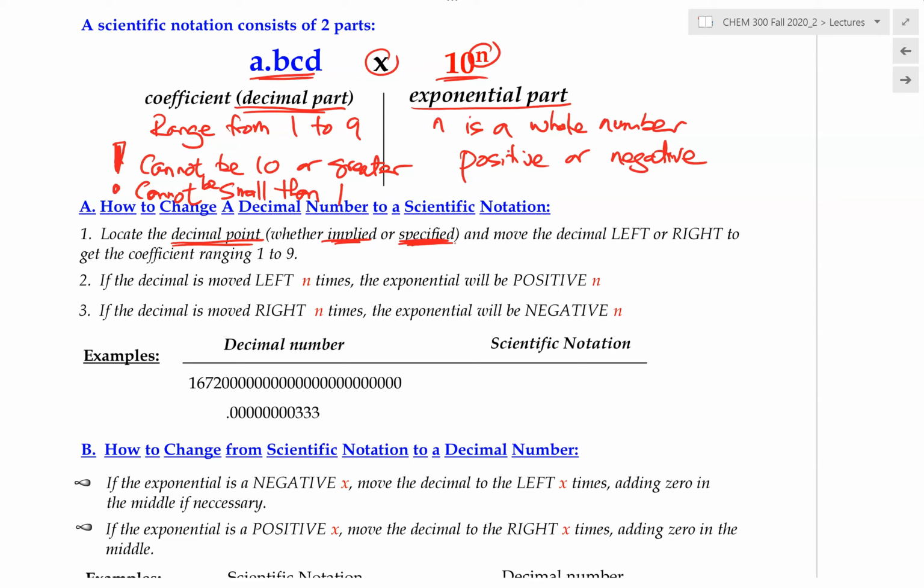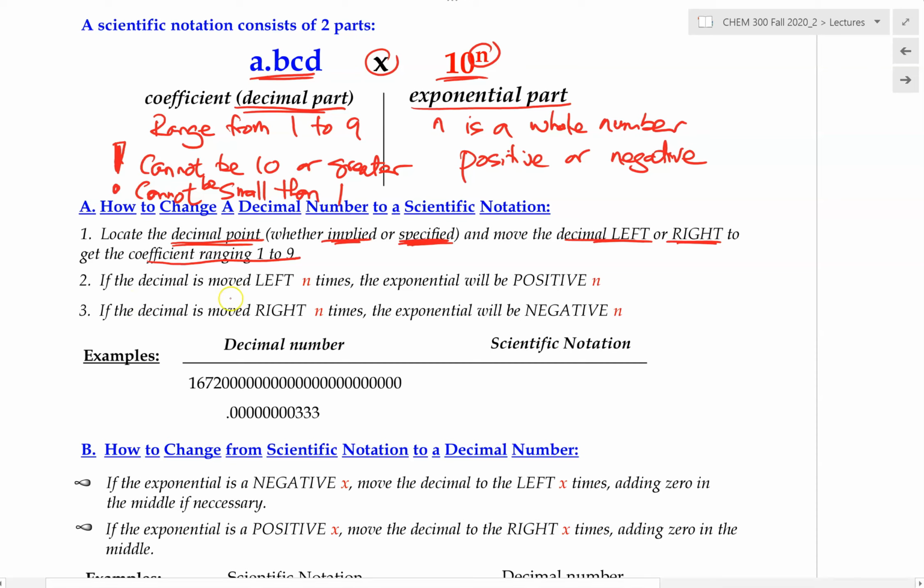Once we have located the decimal point, we will then move the decimal to the left or to the right to make sure we get the coefficient ranging from 1 to 9. So if the coefficient is 10 or greater, we will have to move it to the left. Versus if the coefficient is smaller than 1, then we have to move it to the right. And depending on whether we move the decimal to the left or to the right, and how many times we move it.